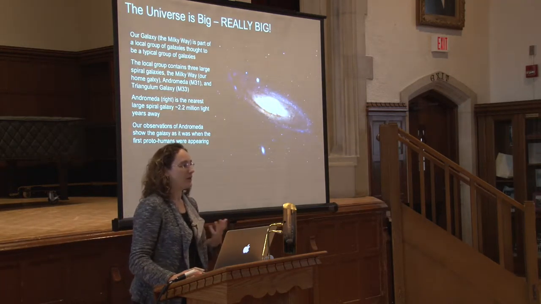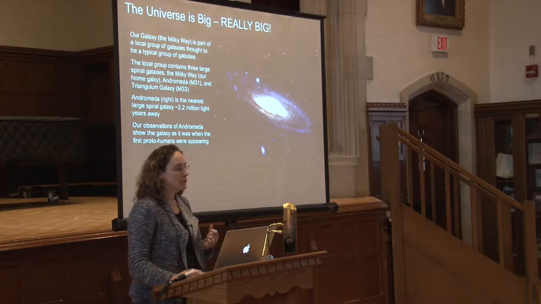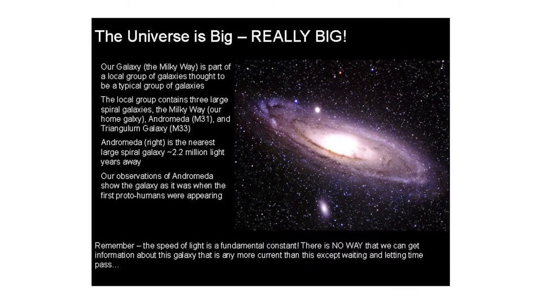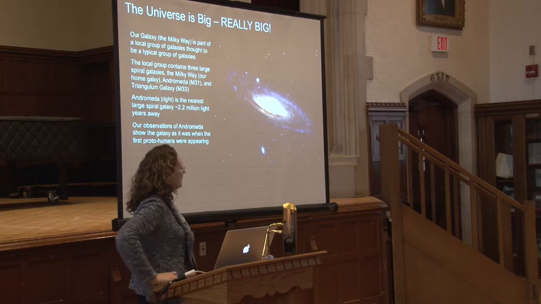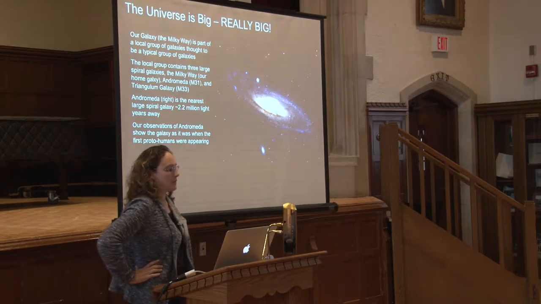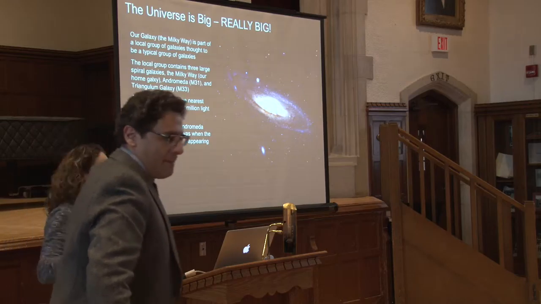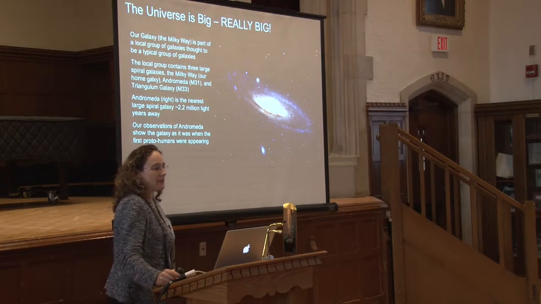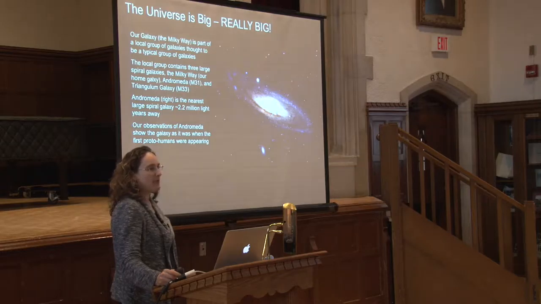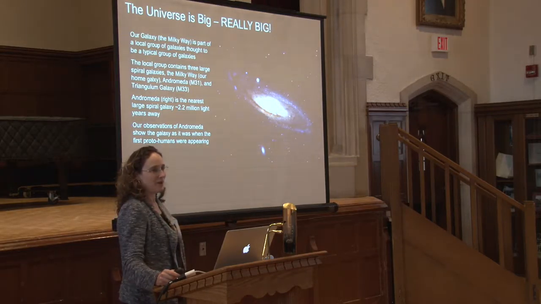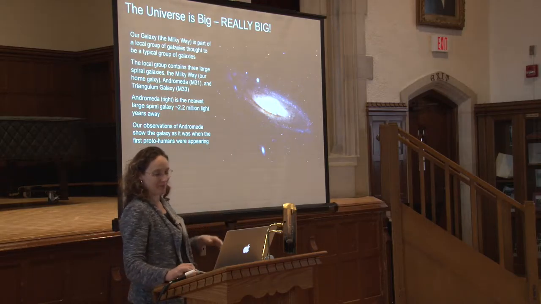Our galaxy is called the Milky Way. It's part of a local group of galaxies, and it's thought to be a very typical group of galaxies, nothing special about where we live. And this local group contains three large galaxies: the Milky Way, our own, one called Andromeda, and one more typically referred to as M33. The one shown here is the Andromeda galaxy. It's about 2 million light years away, and this is our closest, big neighbor. So anything we see in the Andromeda galaxy shows up about when the first proto-humans were appearing on Earth. And that's our closest neighbor.